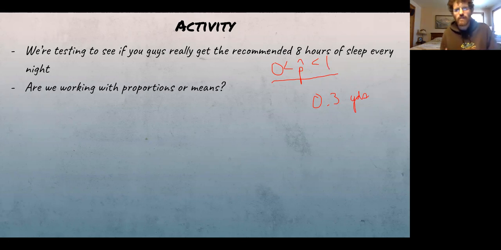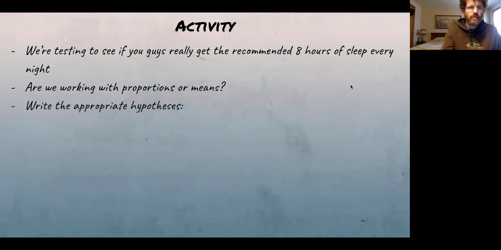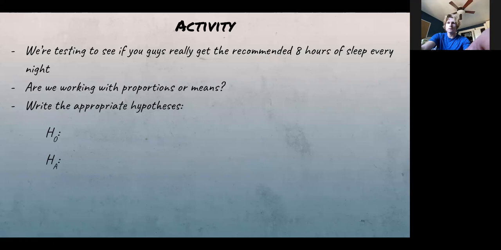So make sure you're reading the context and you're trying to figure out, is this means from a data set or is it the proportion coming from counts? And this would be kind of the difference between categorical data and quantitative data, going back to unit 1. All right, so it's means, and we want to write the appropriate hypotheses. We've got the null hypothesis. Any idea of what our null hypothesis would be? Is it mu equals 8?